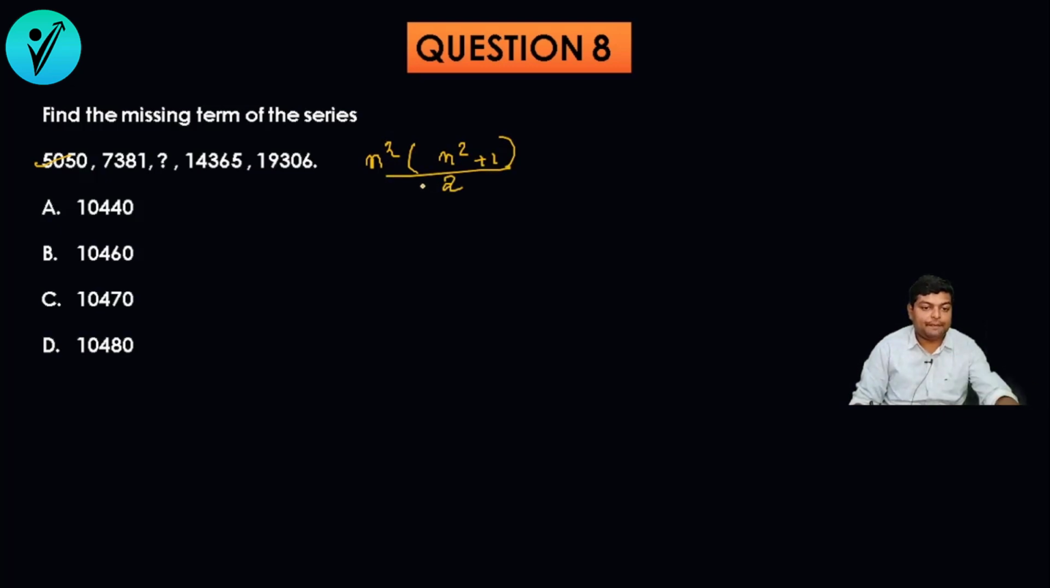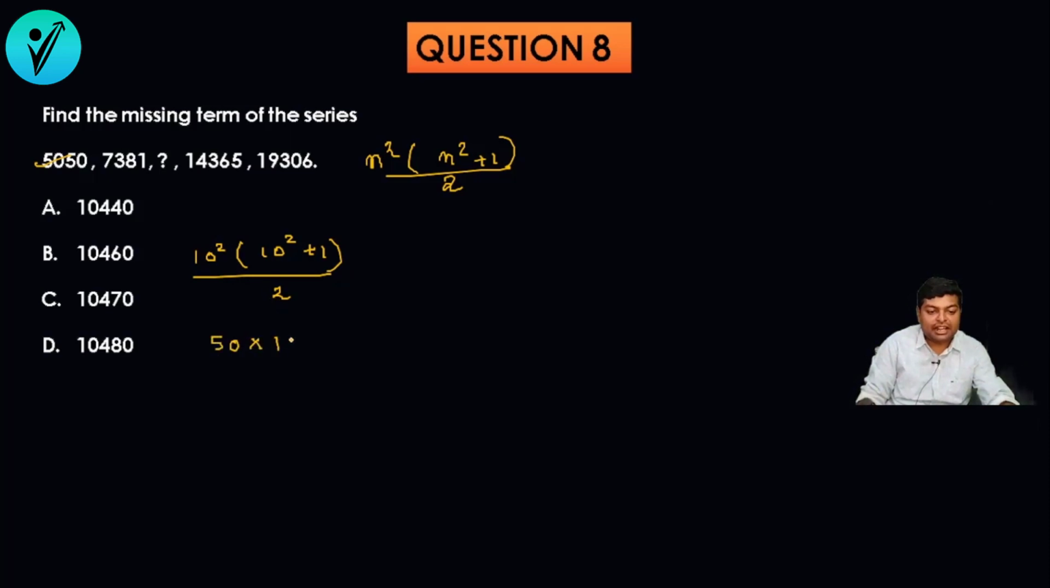How come? See, so this is the first number, okay, so it's actually 10, when the value of n is 10. So what we'll get, see, it's 10 square into 10 square plus 1, upon 2. So 10 square is 100, right? So 100 by 2 is 50 into 101. When you multiply it, it will be 5050. So this is the first term.